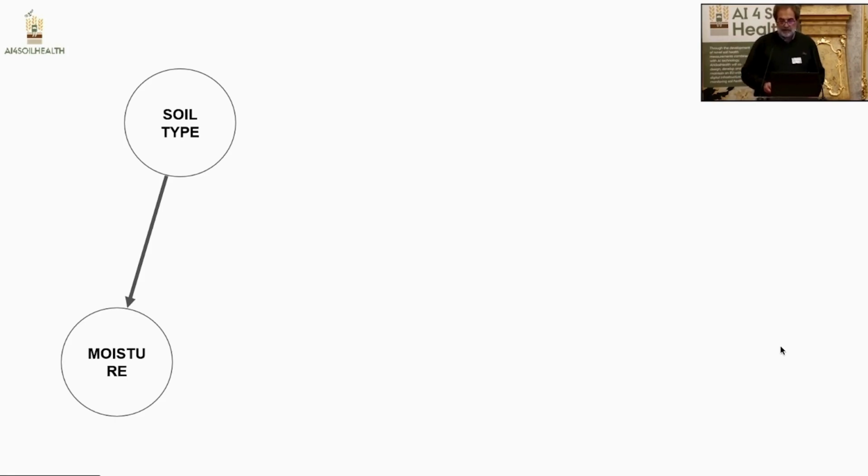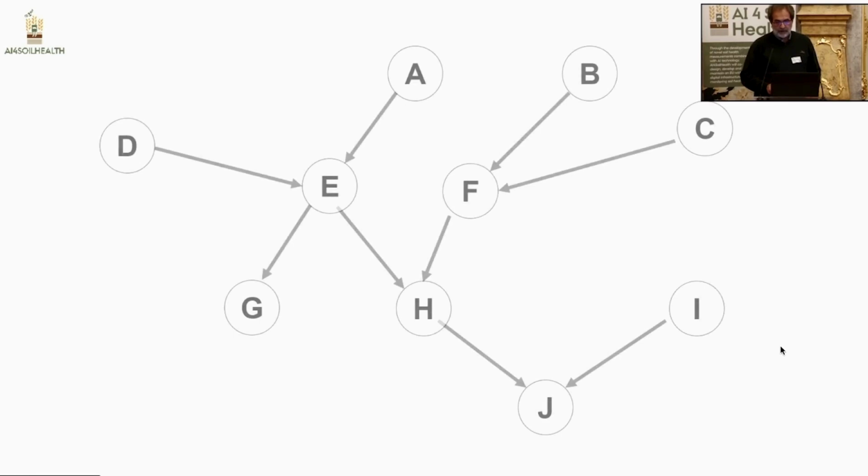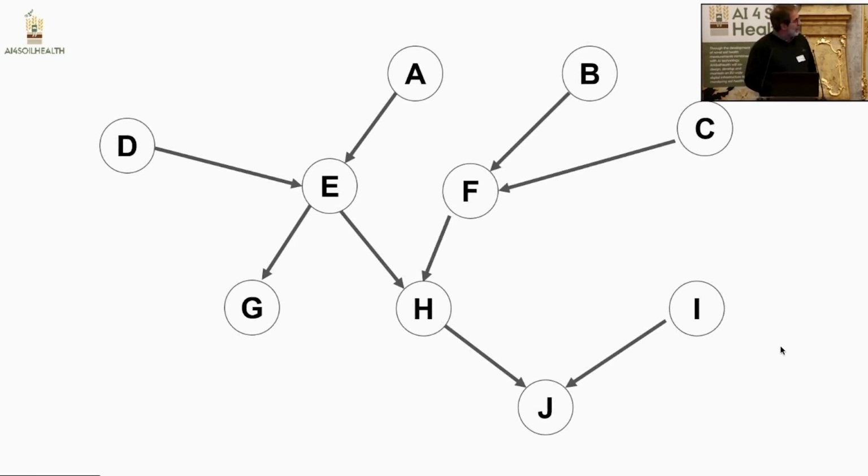Okay, let's start simple. At first, we see just two nodes and one edge representing a basic relationship, like soil type influencing moisture. And actually, this is the true strength of Bayesian networks. They allow us to model and analyze big systems with many interconnected variables. Each node represents a variable, and each edge shows how one variable influences another.